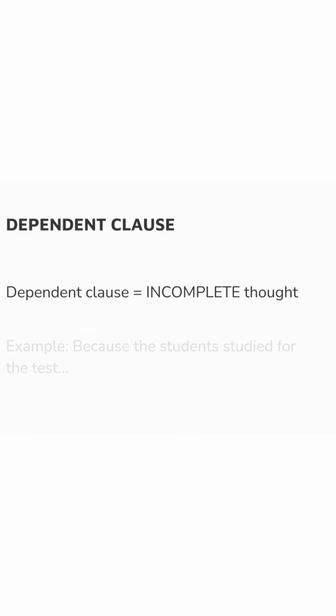On the other hand, a dependent clause only has a subject and a verb, but it can't stand on its own because it doesn't complete a thought. Words like because, although, and when often create these clauses. For example, because the student studied for the test. So the subject here is the student and the verb is studied, but since we have the word because at the start, it's not a complete thought because we don't know what's happening.